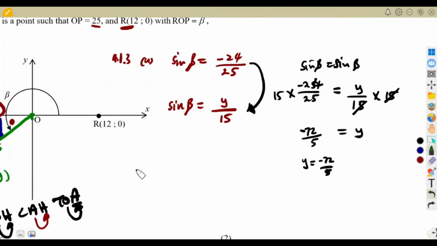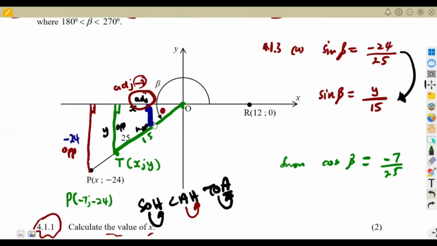From cos beta, we saw that the cosine of beta was given as negative 7 over 25, from the adjacent over hypotenuse. This is from the bigger triangle, referring to the same angle. What about from this smaller triangle? What is going to be the ratio of cosine of beta? According to the smaller triangle, the adjacent is the one that we are supposed to calculate, which is x, over the hypotenuse.